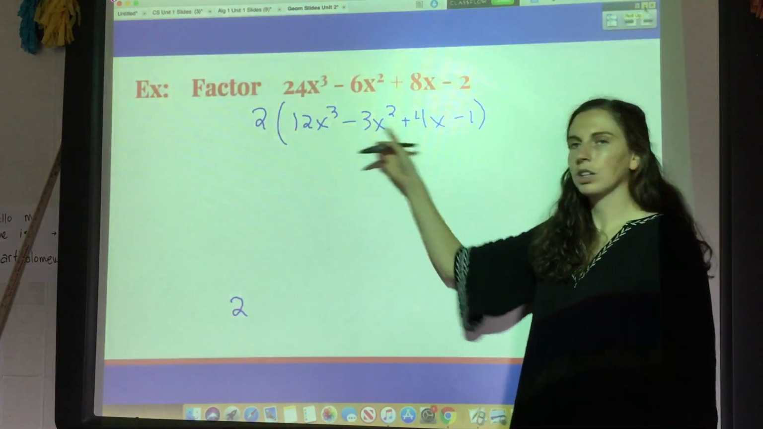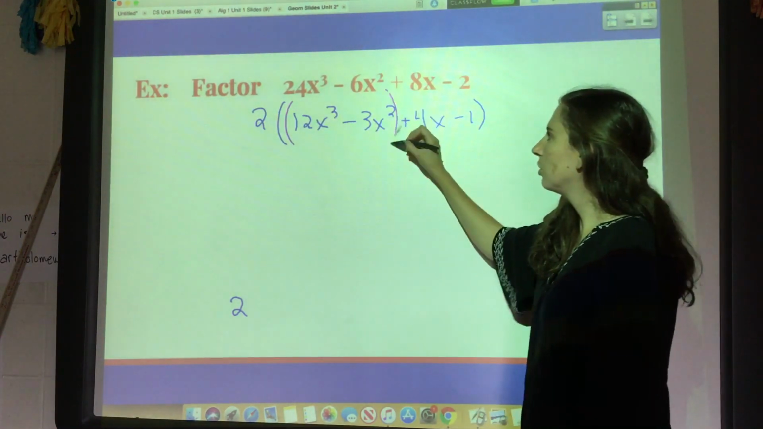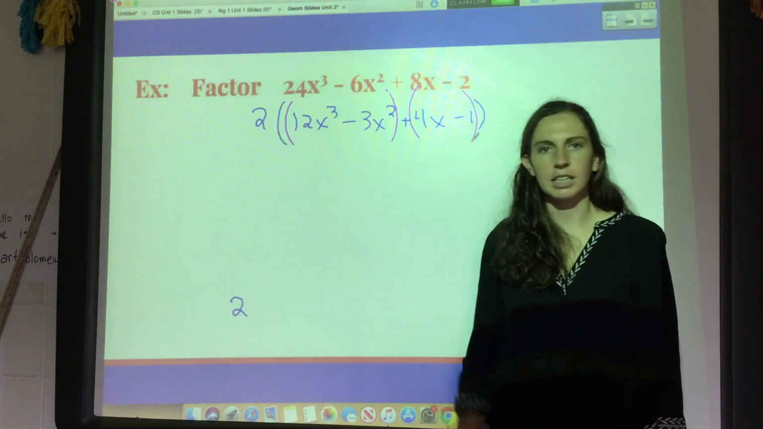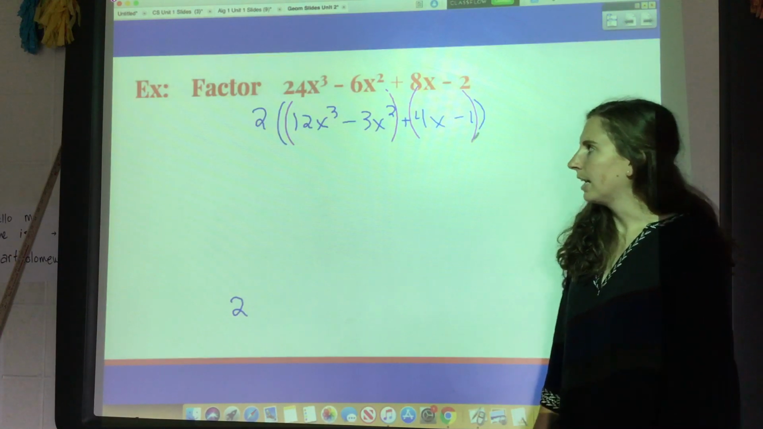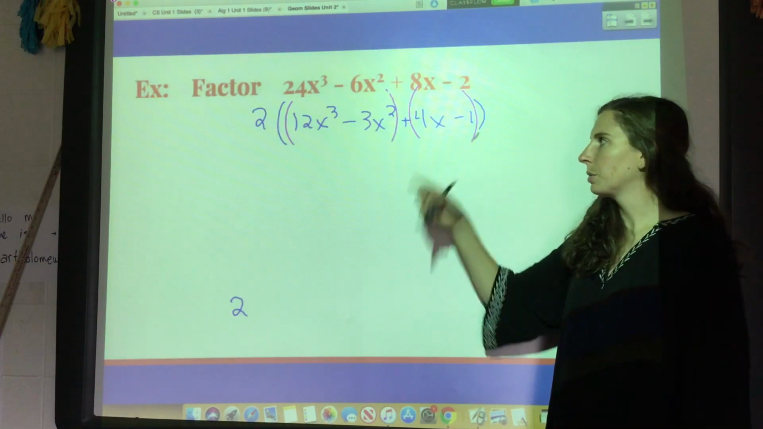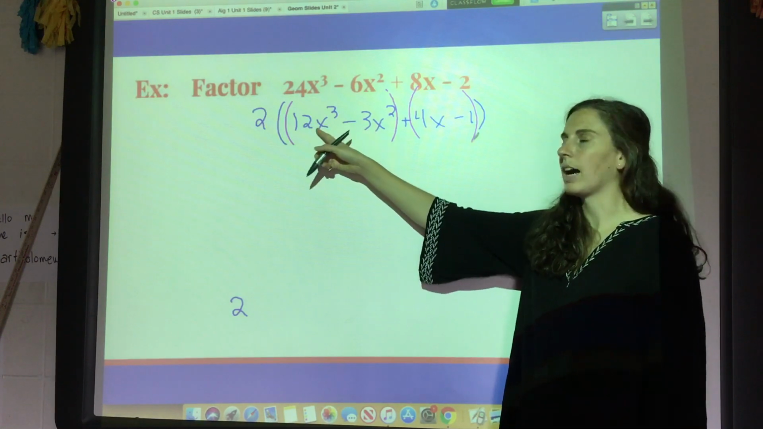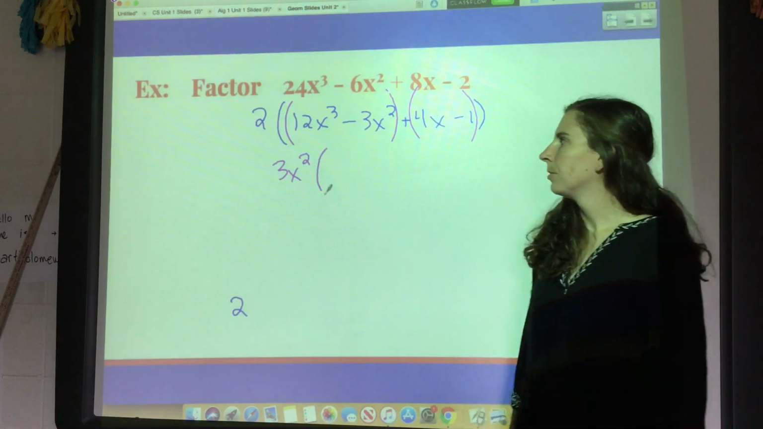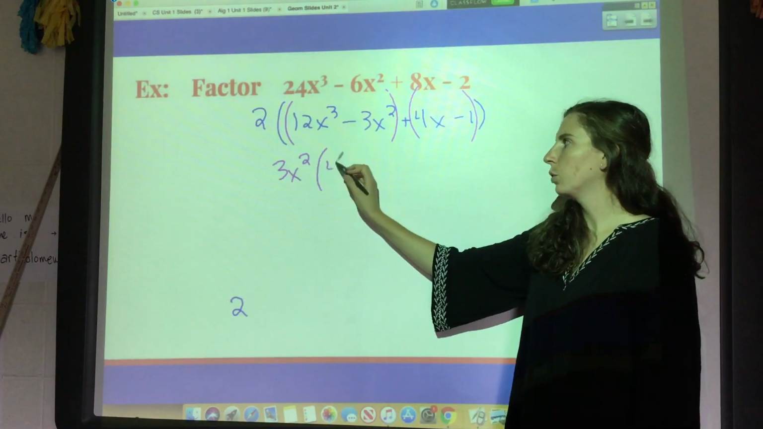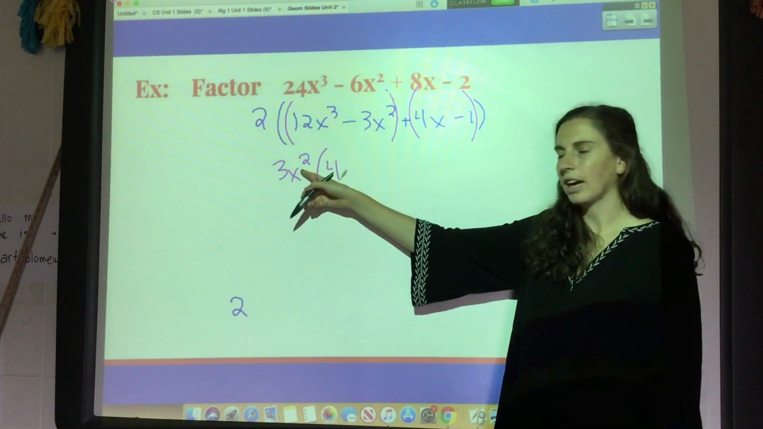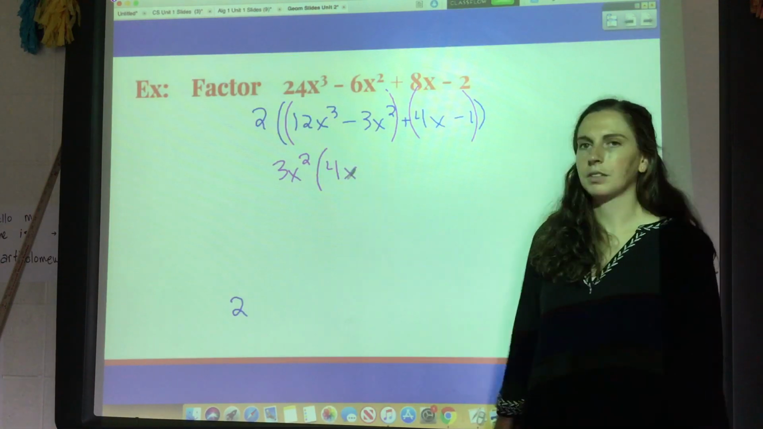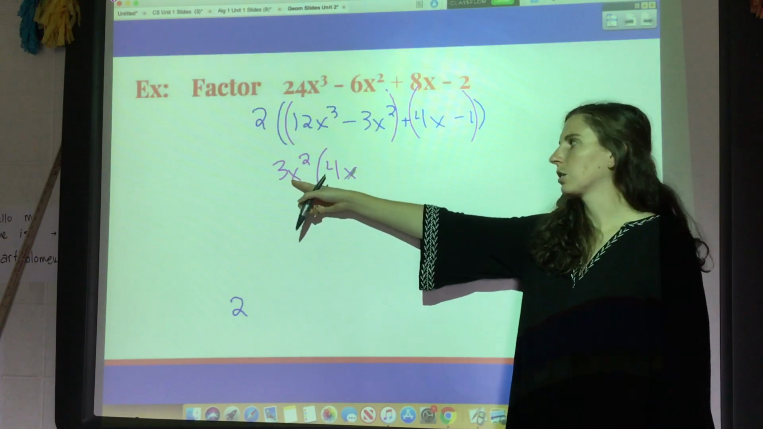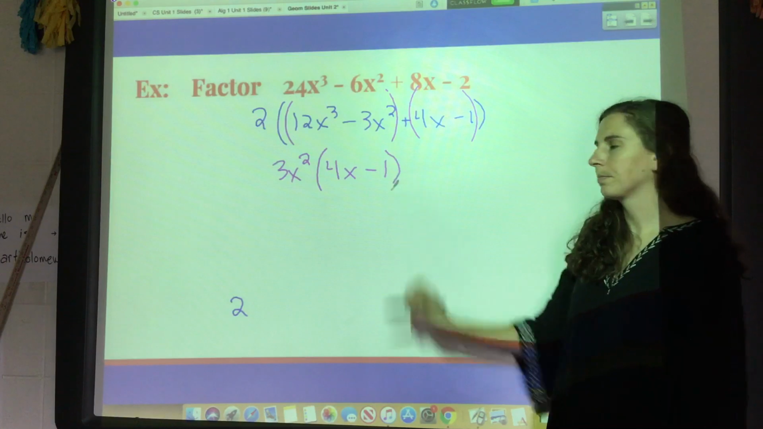So this is a 4-term thing. We're going to group the first 2 terms and the last 2 terms, and basically ignore the 2 for now. It's just going to stay in front. Now I'll factor out a GCF from both groups. So what could I divide both of these by? That would be a 3x squared, because 12 divided by 3 is 4. And if I had x cubed and I took out x squared, I have 1x left. Negative 3x squared divided by 3x squared is a minus 1.